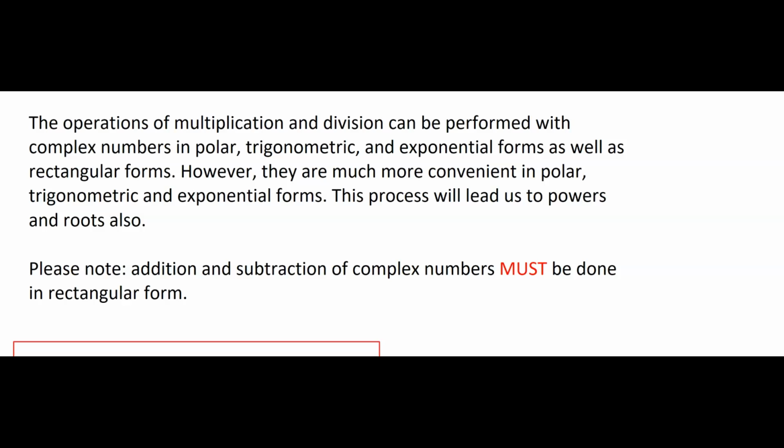One thing I want to note, and this is a must, addition and subtraction of complex numbers must be done in rectangular form. All right, so that's just something to keep in mind. You can only add and subtract when a complex number is in rectangular form. Now, let's take a look at some shortcuts though. When your complex number is in one of these other forms, polar, trigonometric, or exponential, multiplication and division becomes much more convenient. So let's take a look.